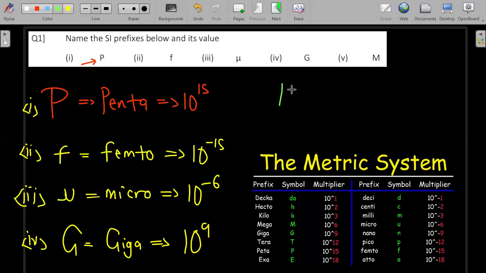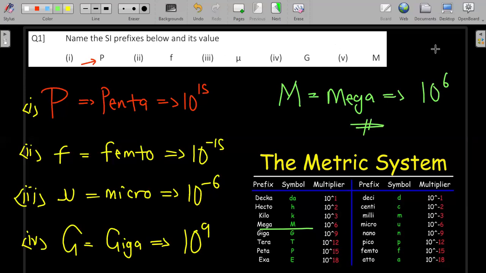The other one that we've been given there is capital letter M. So capital letter M, I talked about it. It's this one here. It's simply mega. So mega has the value of 10 to the power positive 6. So all of these here, we've assigned the name for the prefix, and we've also assigned its value. But in your own time, make sure that you memorize this whole table that you can see here.